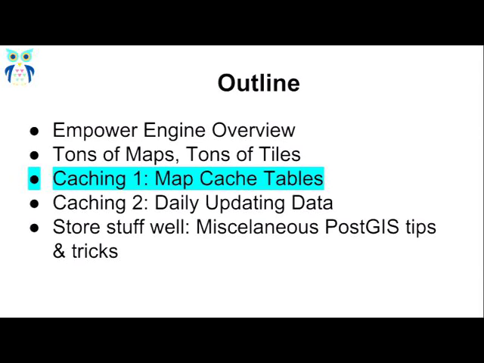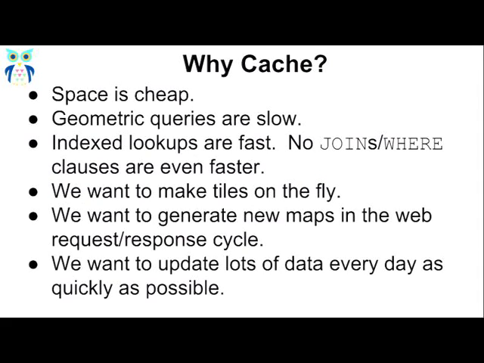So now I'm going to get into caching for individual maps. First of all, why do we cache stuff? Well, my system didn't even work, everything timed out before I was caching. But space is cheap and geometric queries are slow, very, very slow. Index lookups are definitely fast in the database, but if you can just query against a small table rather than having to do any joins and where clauses, you're going to be even faster.